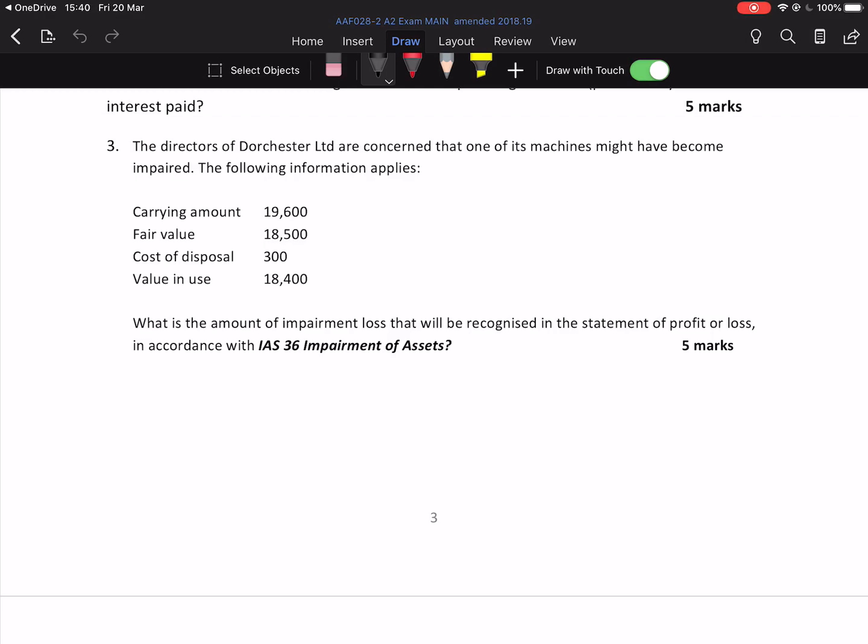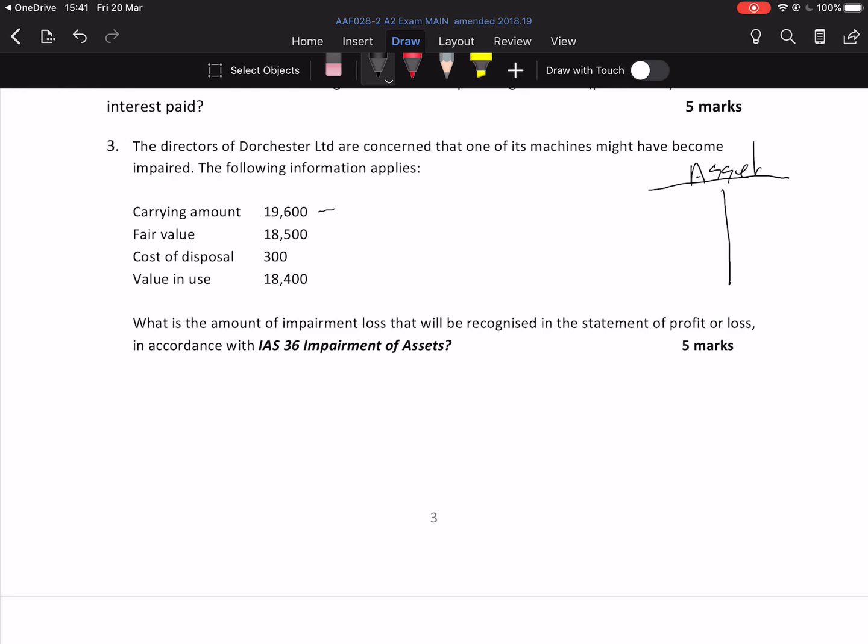So what happens with this type of question is we have to work out what we call the recoverable amount. I'm going to go through that with you and explain, and I'll show off with my pen at the same time. So it says the directors of Dorchester are concerned that one of its machines might have become impaired. The following information applies. It says the carrying value is 19,600, so it will sit in the accounts. So let's put the asset as an example.